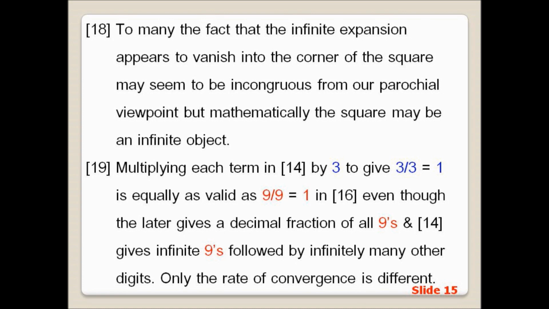To many, the fact that the infinite expansion appears to vanish into the corner of the square may seem to be incongruous from our parochial viewpoint, but mathematically the square may be an infinite object. Multiplying each term in 14 by 3 to give 3 over 3 equals 1 is equally as valid as 9 over 9 equals 1 in 16, even though the latter gives a decimal fraction of all 9s, and 14 gives infinite 9s followed by infinitely many other digits. Only the rate of convergence is different.